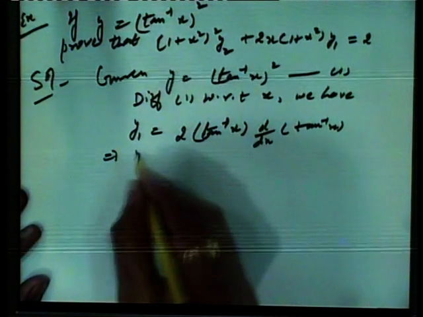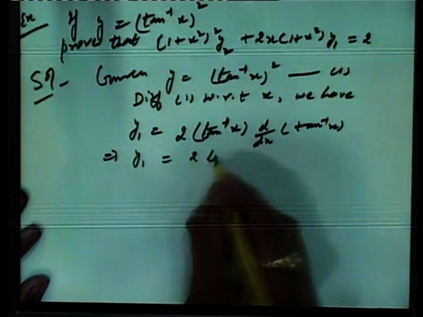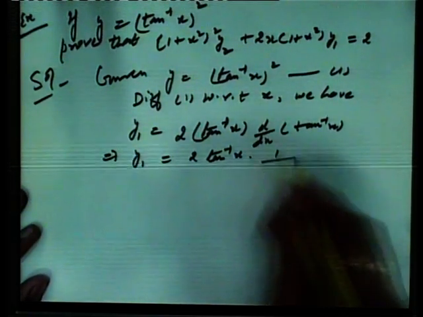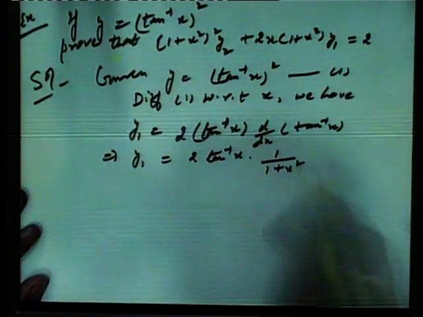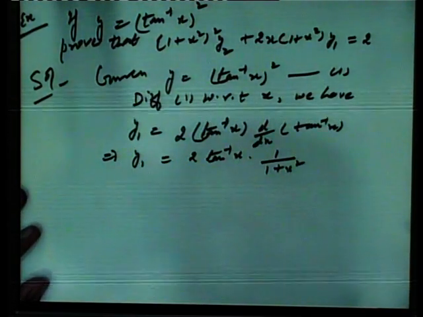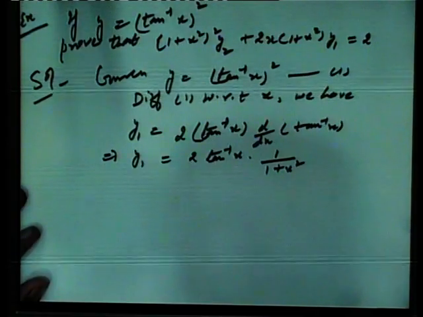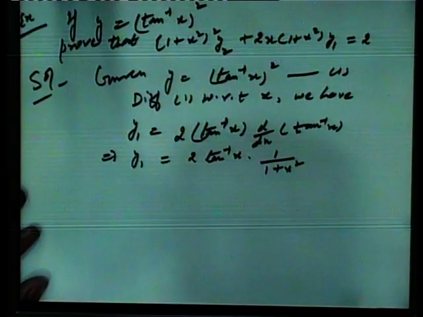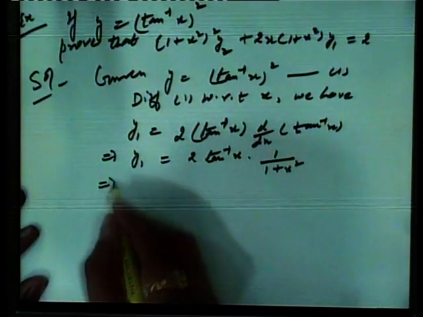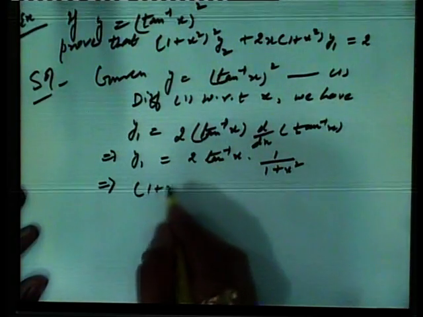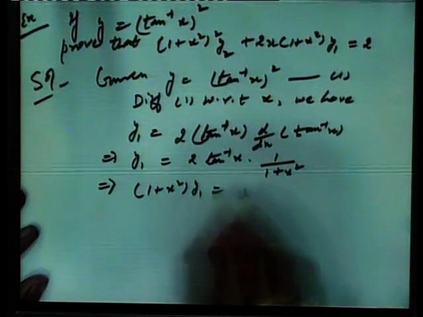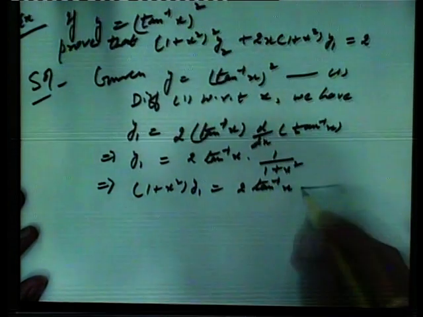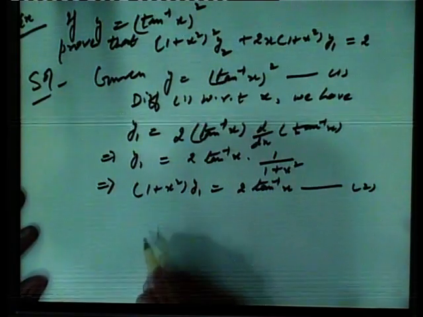So, this means y1 is equal to 2 times tan inverse x. The differentiation of tan inverse x is equal to 1 over 1 plus x square. You know that from the previous topics, that the differentiation of tangent inverse x is equal to 1 over 1 plus x square. This means 1 plus x square into y1 is equal to 2 times tangent inverse x. This is number 2.